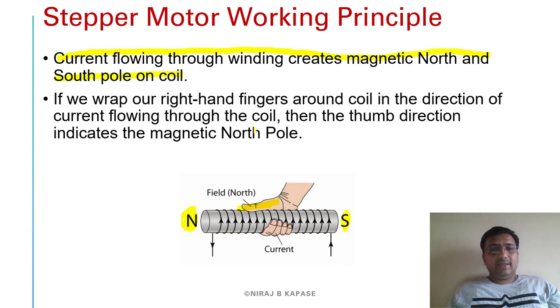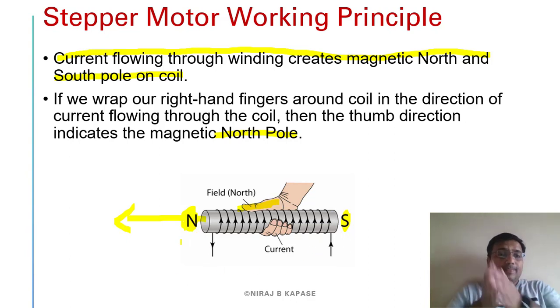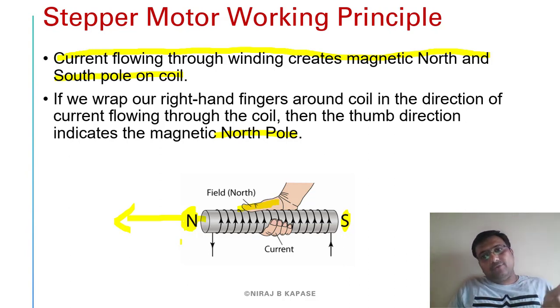the thumb direction indicates the magnetic north pole. Okay, the current direction is also this side. So current is coming from this side to this side. All right, so this is about the stepper motor working principle. We need to wind the coil on a stator, and because of the current flowing through that wire coil, the magnetic flux is induced, and it creates a north pole and a south pole.